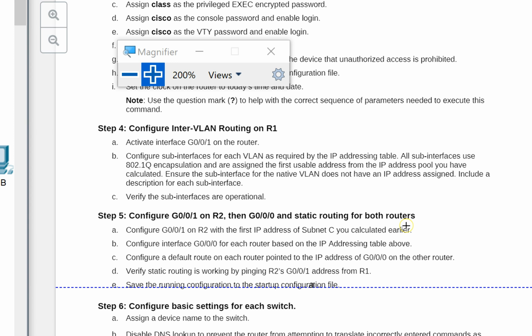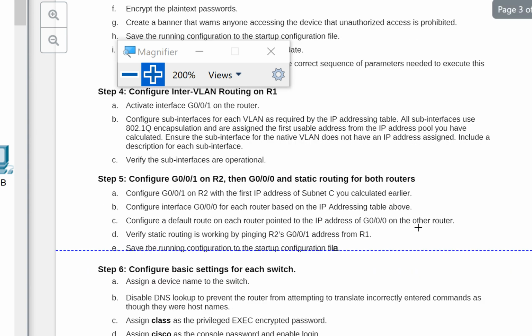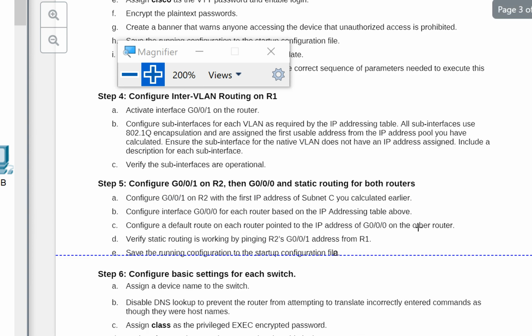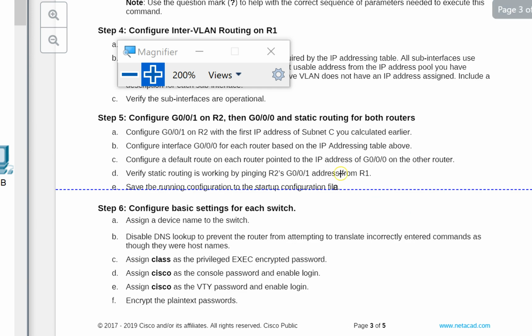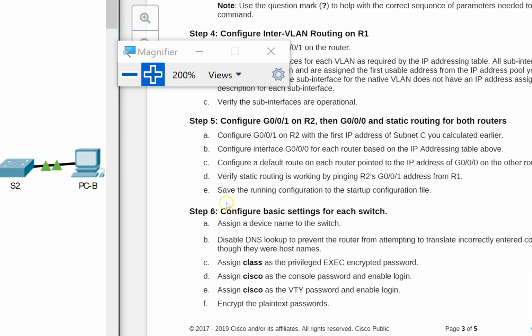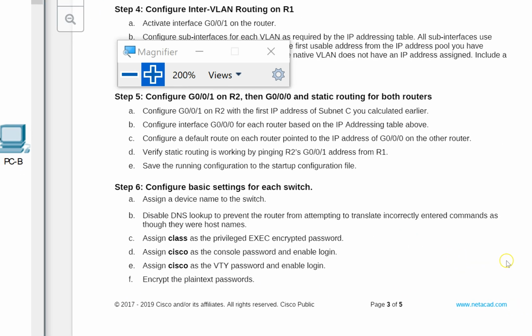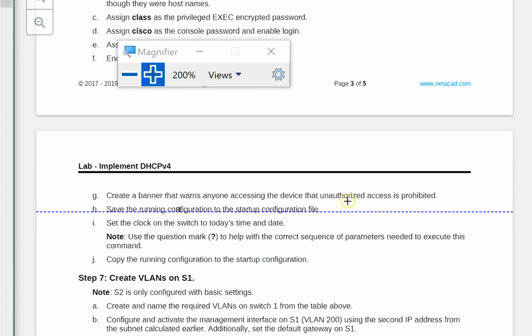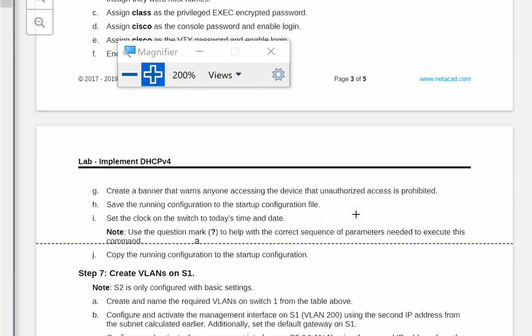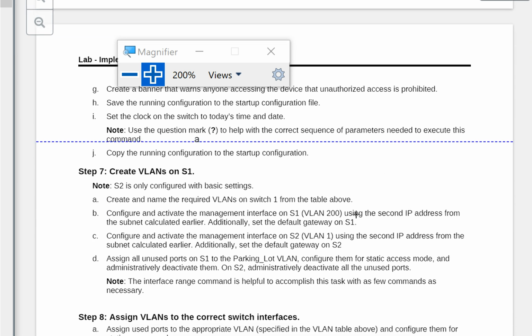All right. Save the running configs. Again, if you do that, make sure you erase your startup configs. It wants you to do the basic settings for each switch. If you did the ones for the routers, it's pretty much the same for the switch: device name, disable DNS lookup, privilege exec mode password, Cisco and class, the VTY lines, encrypt plain text passwords, create a banner, running config, clock on the device. You can do all that. I am not going to show you how to do it. It's going to make this video way longer than it already is.